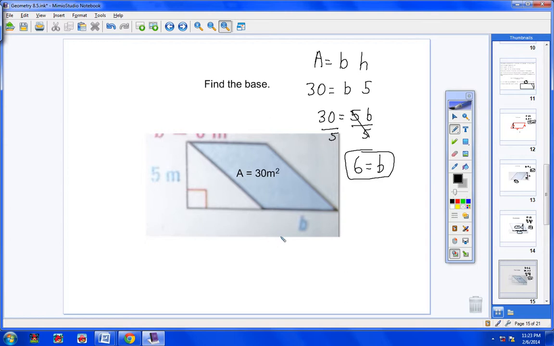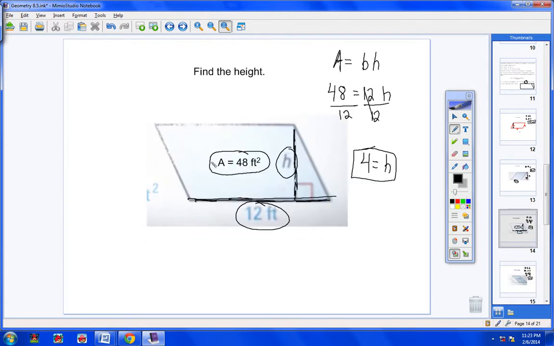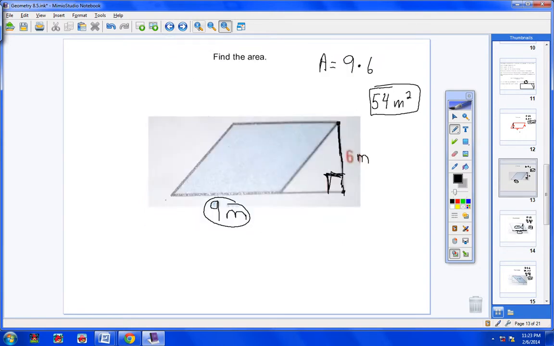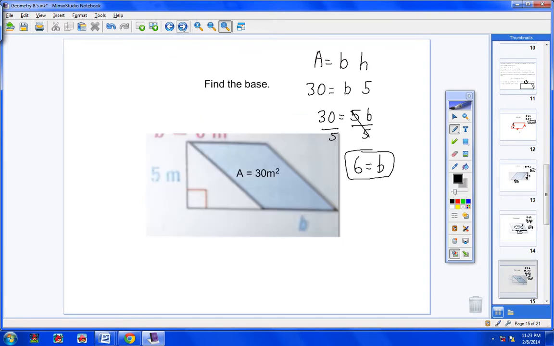All right. Here we were given the area of a parallelogram, we were given the height, and we found the base. In the previous problem, we were given the area of the parallelogram, and we were given the base, and we found the height. And then before that, we just found the area of a parallelogram. All right? So we're going to use that formula a lot.